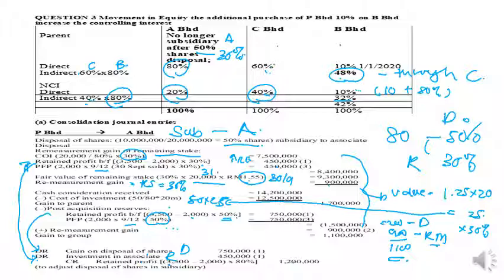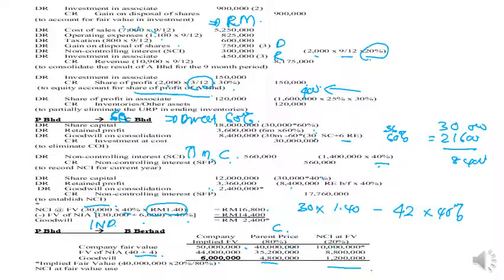Then credit retained profit. The next one is to record the gain on the fair value of the investment. So investment in associates 900 here, and then credit gain on disposal. The 900 is from the previous calculation, from the gain on the remeasurement, to account for the fair value. Here it is a remeasurement scheme. Debit 900 investment, and then credit gain on disposals.